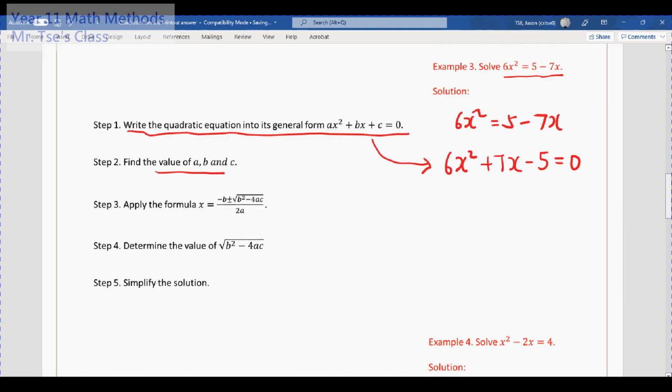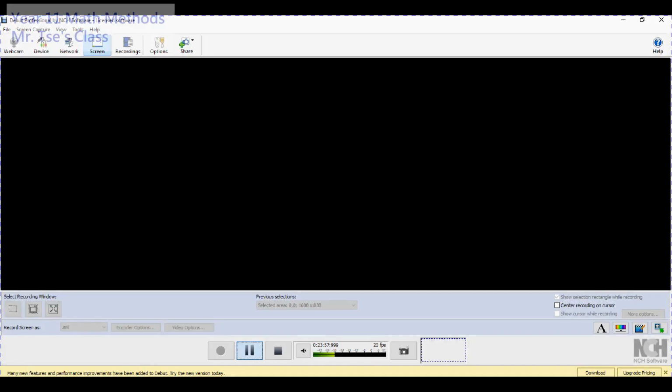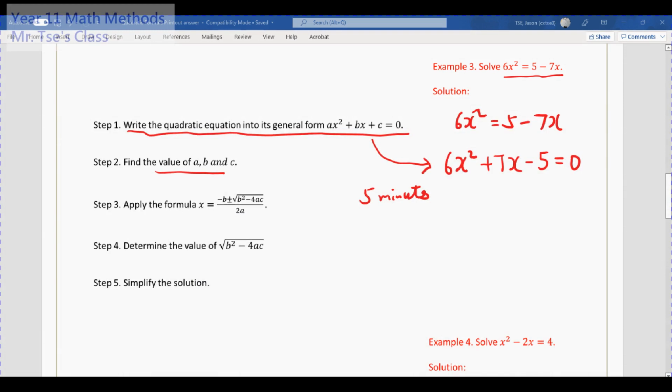So what would be the values of A, B, and C? Okay, so I will let you do it by yourself. I think this one will take possibly another 5 minutes. So let's pause the video again. Okay, I don't think that will be too difficult for you guys. All right. So A is 6, B is 7, and how about C?